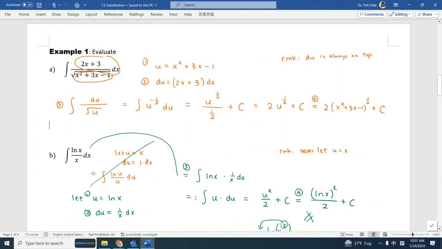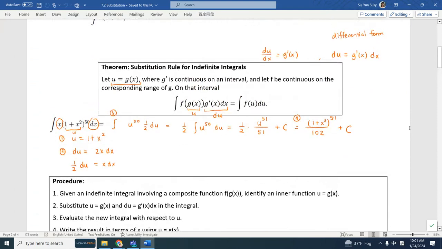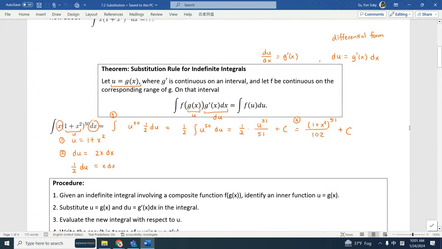Okay, let's see. Last time we talked about u substitution. When do we use u substitution? When you see a composite function, you have an inner function and an outer function. You let u be the inner function, and then you find the differential. You take the derivative on both sides, and then you plug into the integral, express everything in terms of u, and then you get an easier integral.